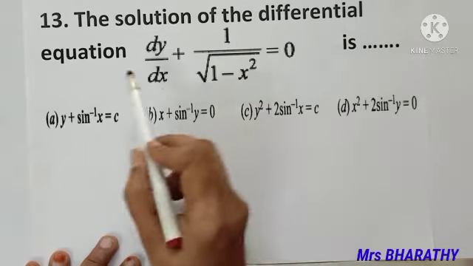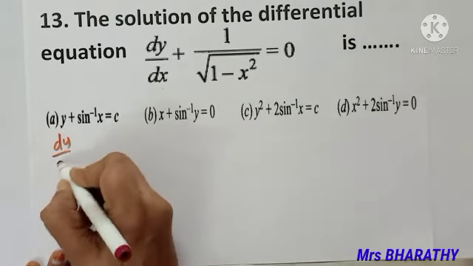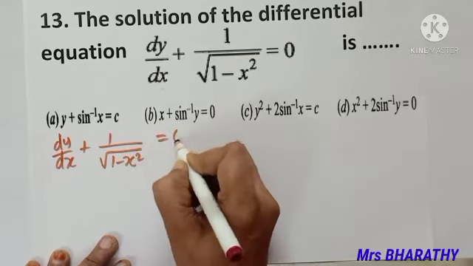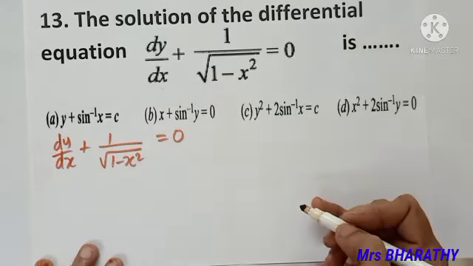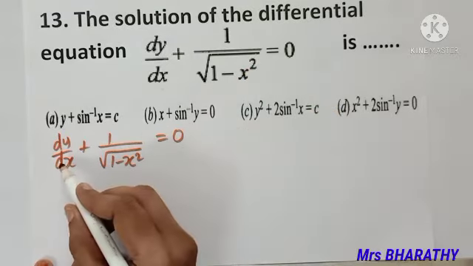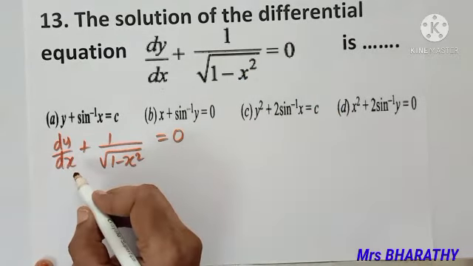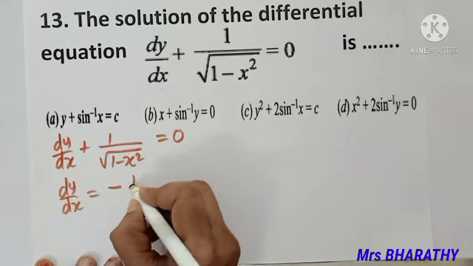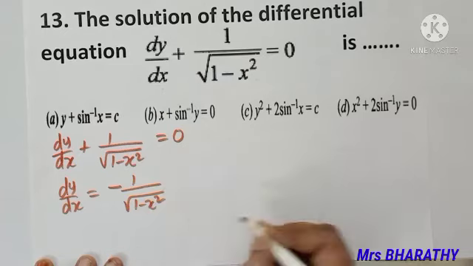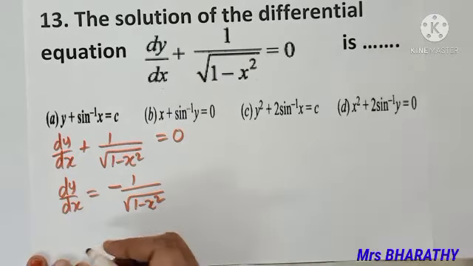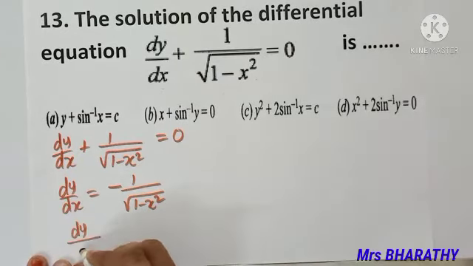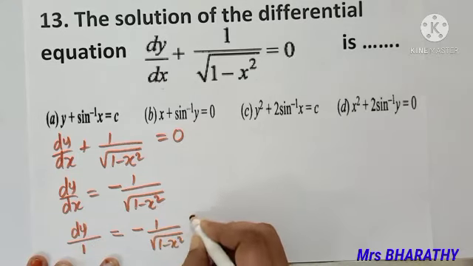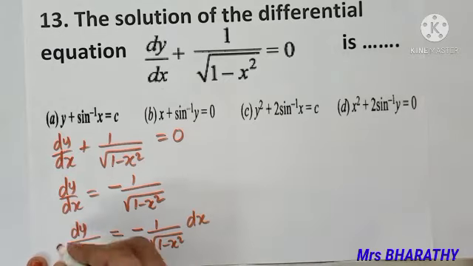Question number 13. The solution of the differential equation dy by dx plus 1 by root of (1 minus x square) equal to 0 is. As we see the equation, let us bring the variables to be separated. dy by dx is minus 1 by root of (1 minus x square). As I cross multiply, dy by 1 equals minus 1 by root of (1 minus x square) dx.